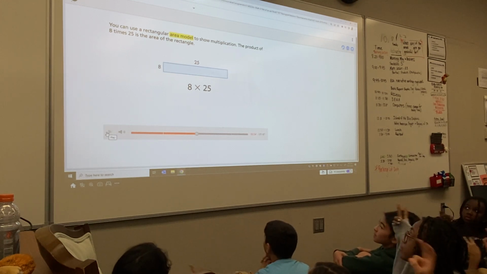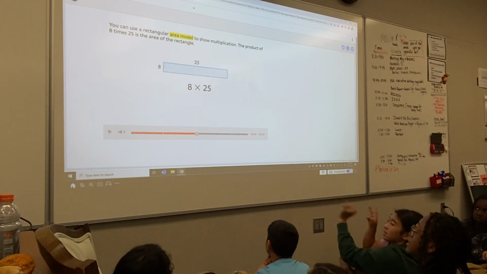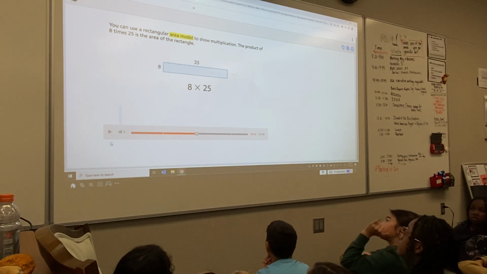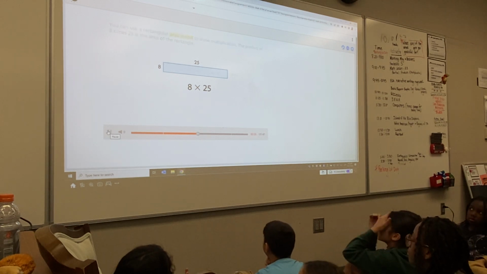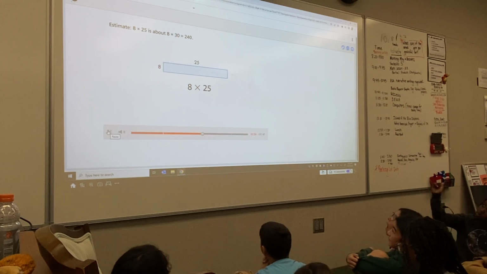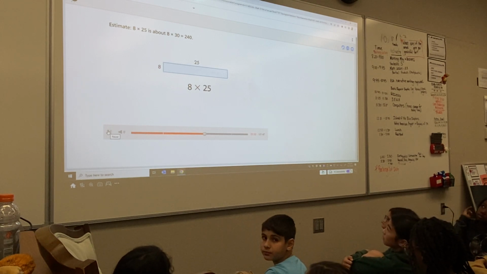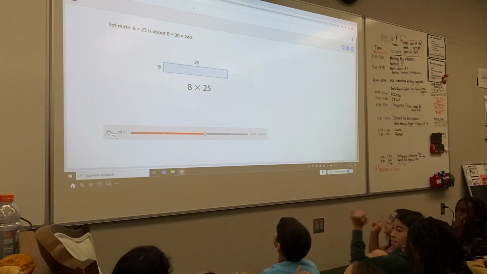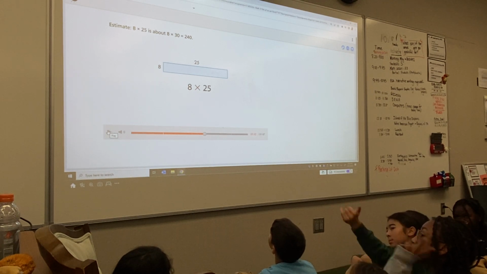Do you see what they did there? Yes. He just drew the garden. 8 times 25. 8 times 25 is about 8 times 30, which equals 240. It's an estimation. That's going to be what we use to check our actual answer.